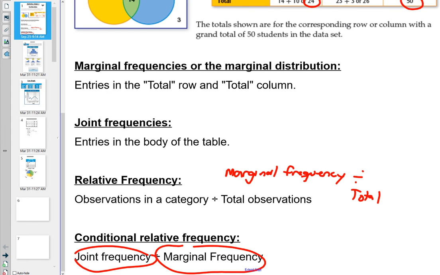Relative frequency, it's marginal versus total, but actually, you know what? It could be joint also. So you could either do the joint or the marginal, but the fact is that you're dividing by the total amount. Conditional relative is when you're dividing by the marginal frequency. And it seems confusing, fine. Let it stay confusing for a couple of days. Once we get to two-way tables, it'll make more sense.